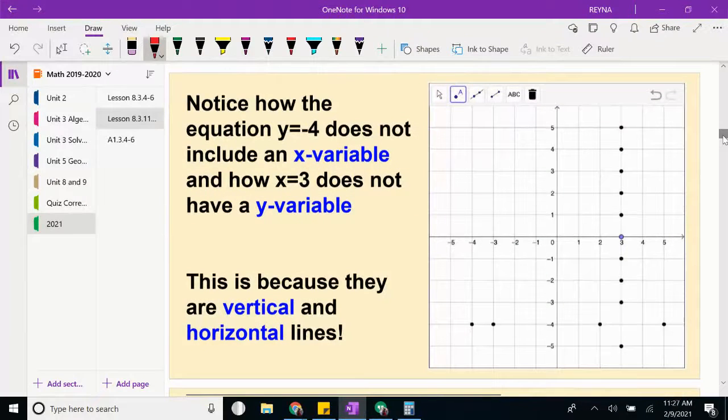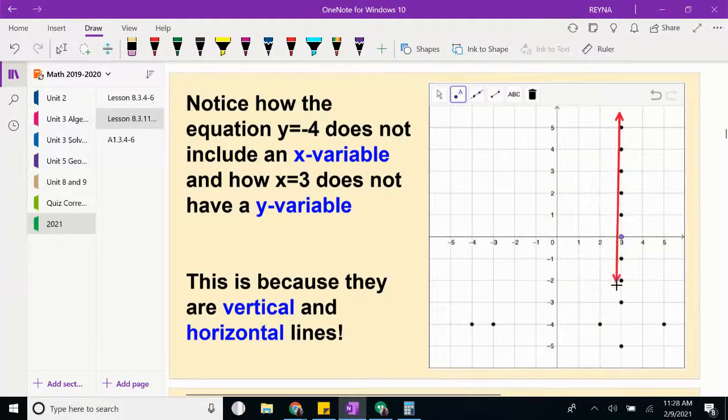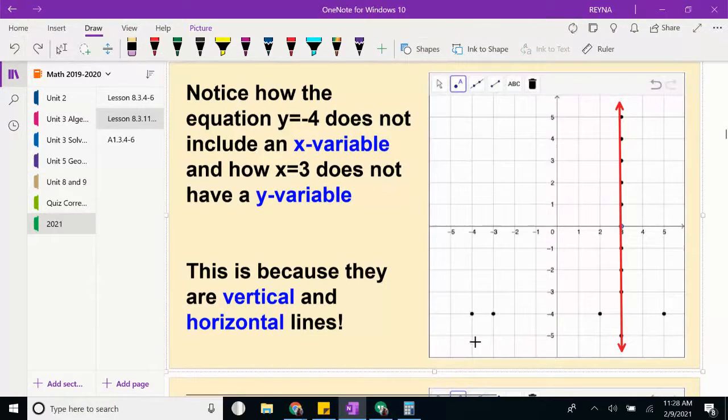So I want you to notice how in the first equation, y equals -4, there was no x. And in the second equation, x equals 3, there was no y. And the reason for this is because they are vertical and horizontal lines. So let me show you what that looks like. So this line is a vertical line. This line is our horizontal line. So it goes through all of those points. So anytime you have a horizontal or a vertical line, you're only going to have one variable in your equation. So y equals -4 or x equals 3.